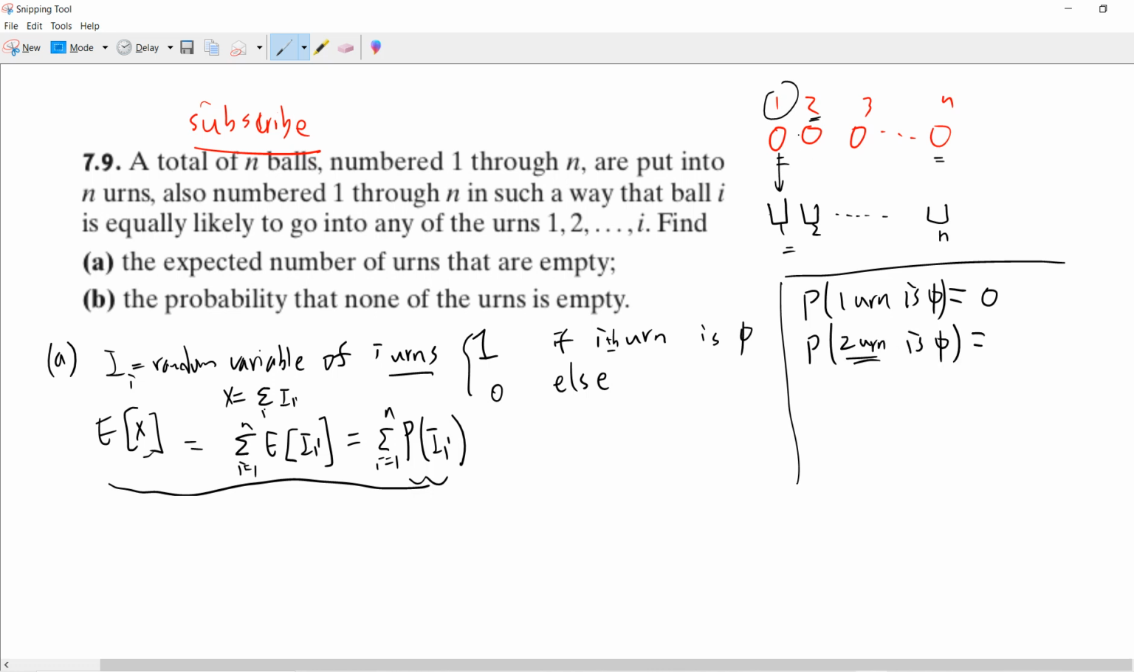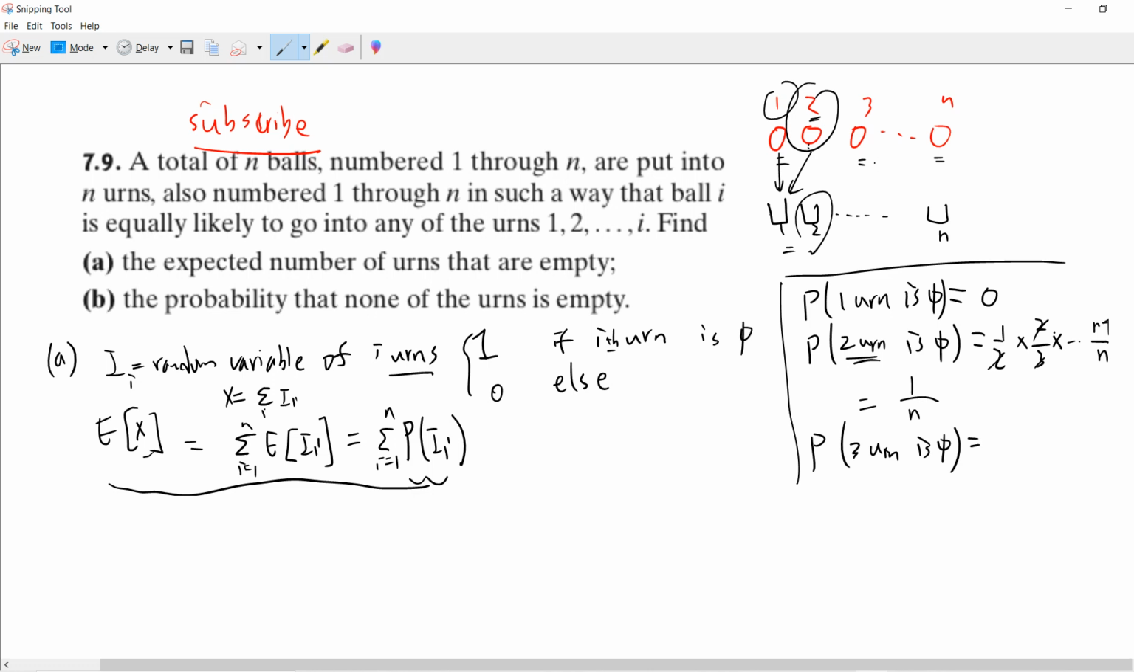So the second urn is empty. The second ball must go into the first one, so it will be half. And the third ball cannot go to the second urn, it can go to the third one or the first one, so it's 2/3. And then keep going, until it becomes n minus 1 over n. So you can see it's basically 1 divided by n, because it's cancelled.